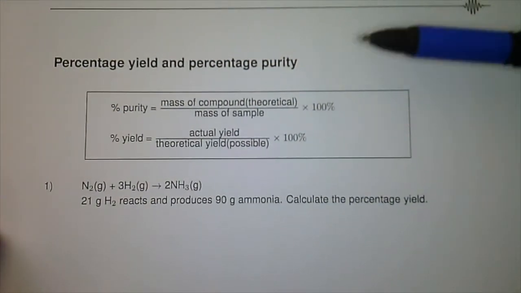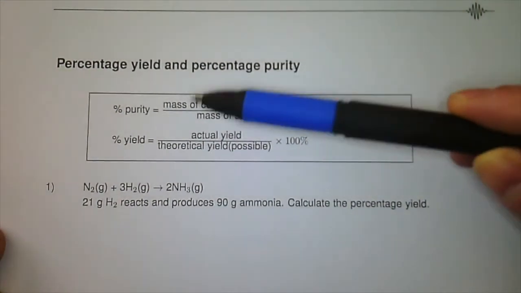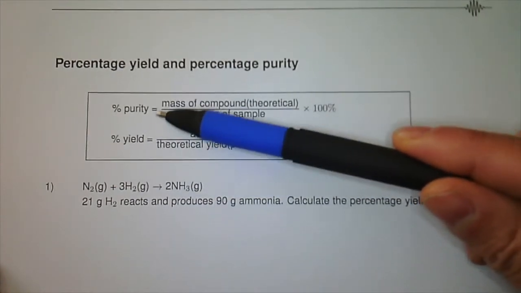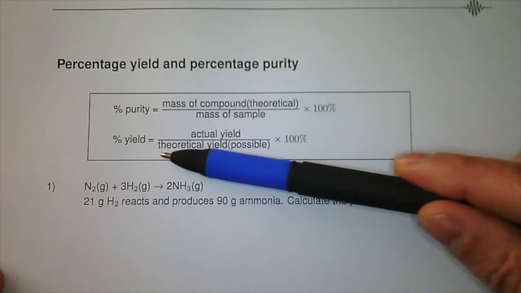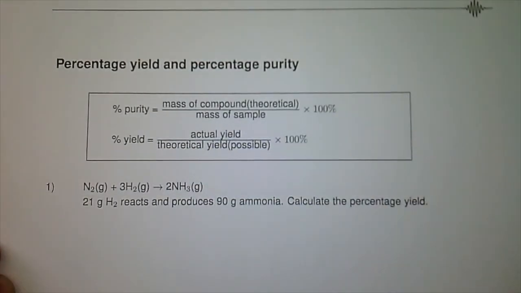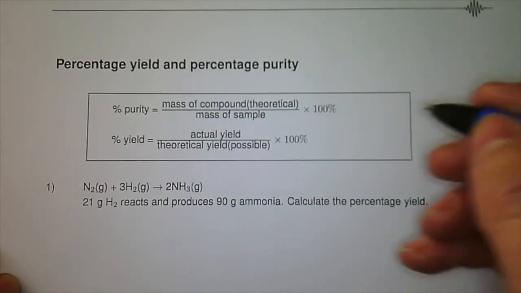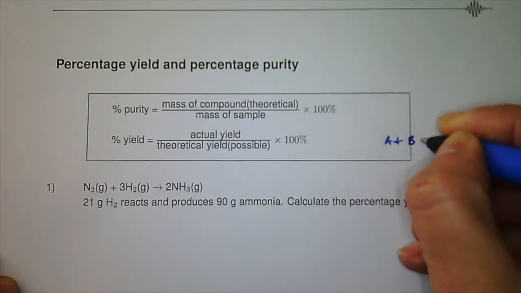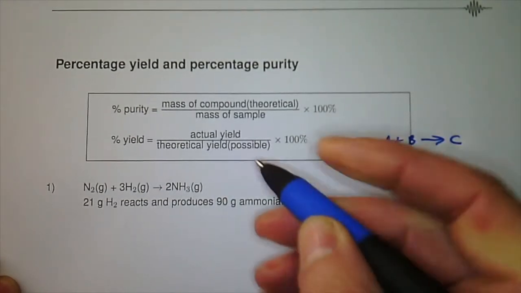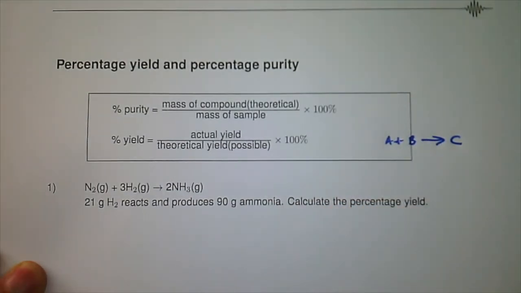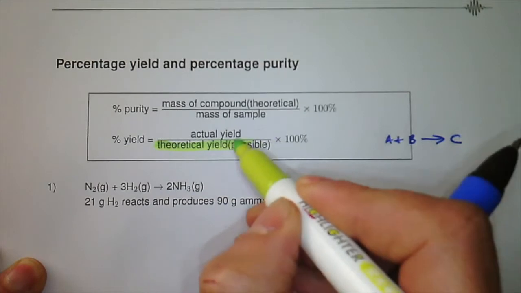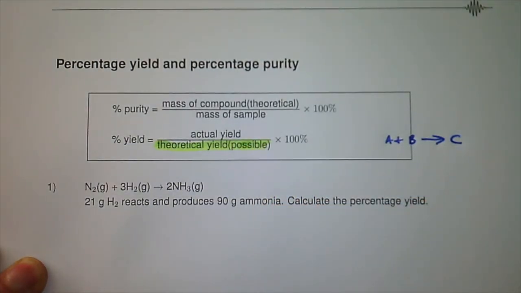Percentage yield and percentage purity. Now, if I look at percentage yield and percentage purity, they're different, and you really have to know which one is which. Now, let's look at percentage yield first. Percentage yield is what you produce. So with percentage yield, you will always have something like A, B giving you C, and with a mole calculation here, you are going to do a theoretical yield.